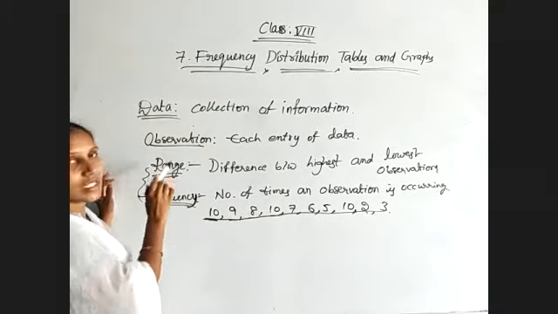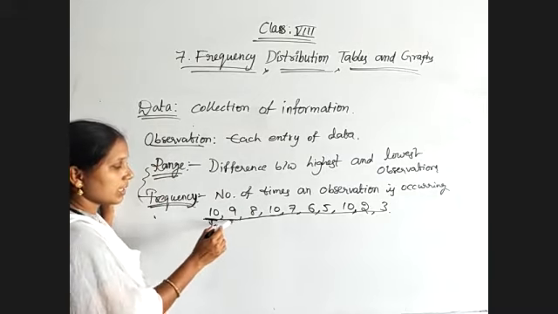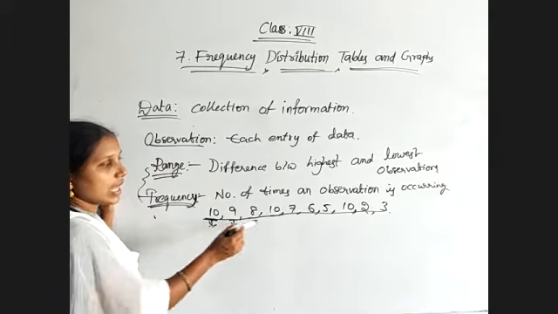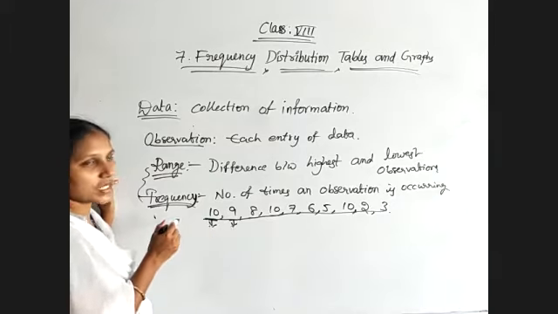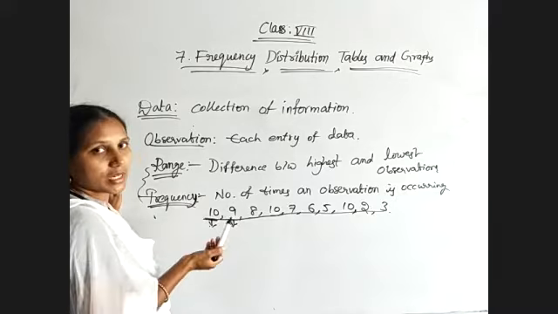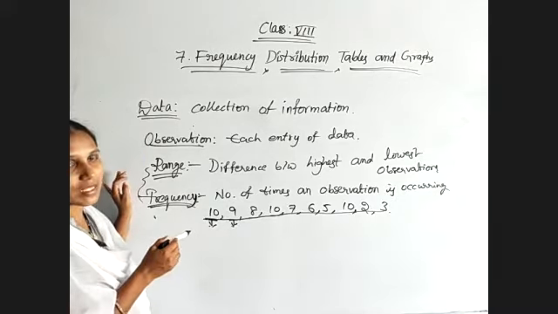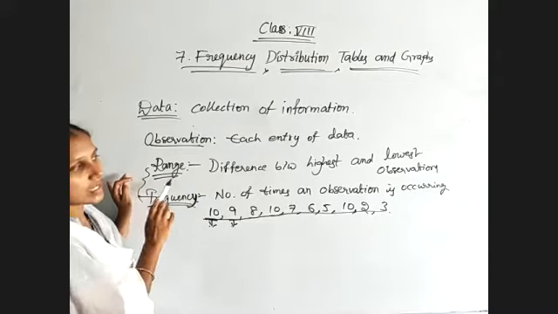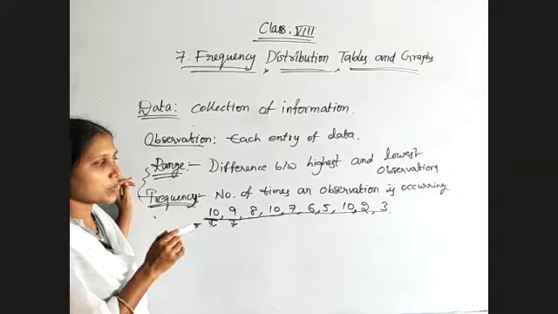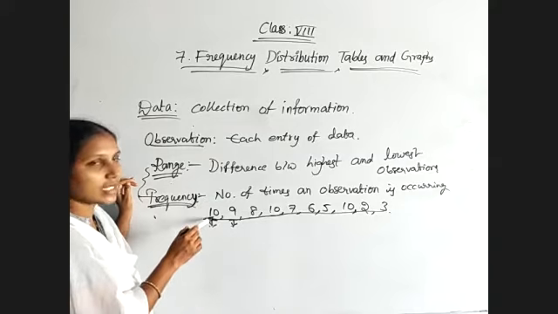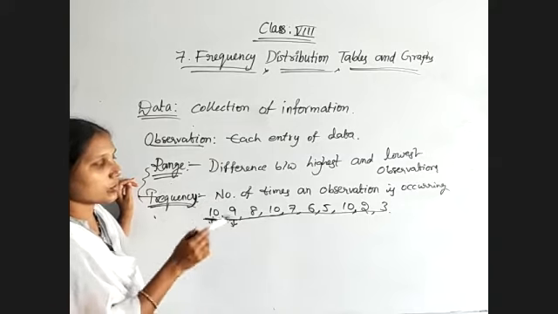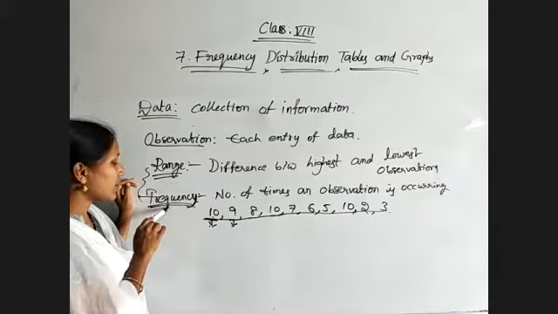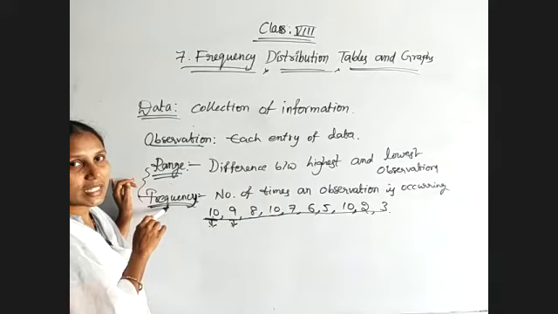Next, observation. Each mark of a student, 10 marks for one student, 9 marks for another student, all of these are observations. In total, how many observations are there in this data? 10 students, so 10 observations. The number of observations is equal to 10. And range is the difference between the highest and lowest observation. Here the highest observation is 10 and the lowest observation is 2, so the difference between them, 10 minus 2, is the range. And after that, frequency: how many times an observation is occurring.